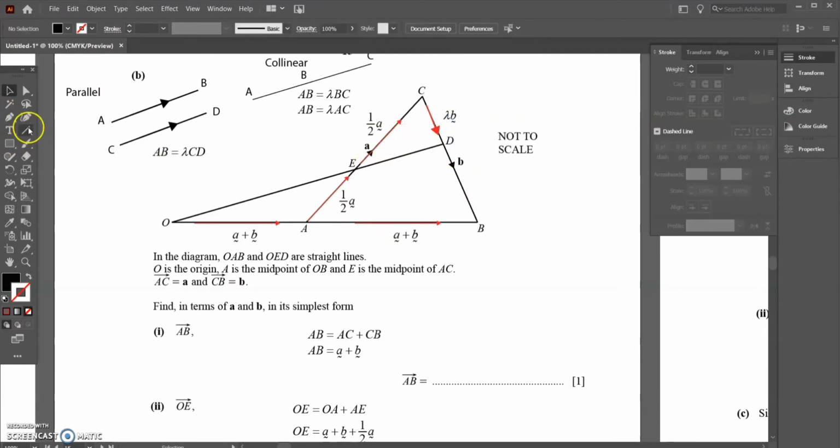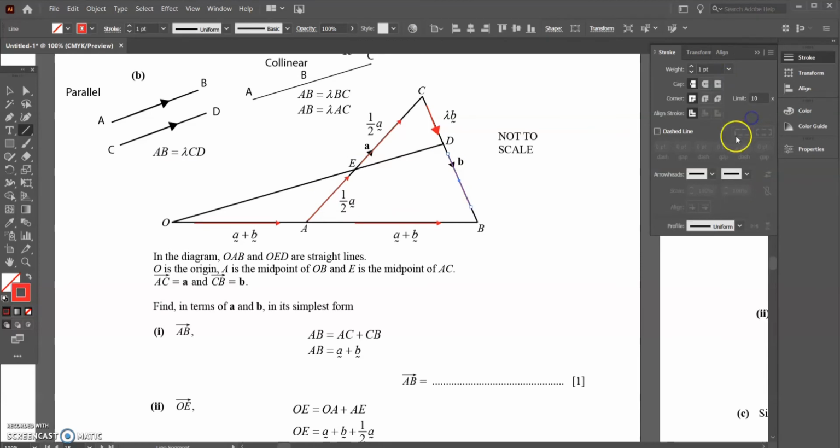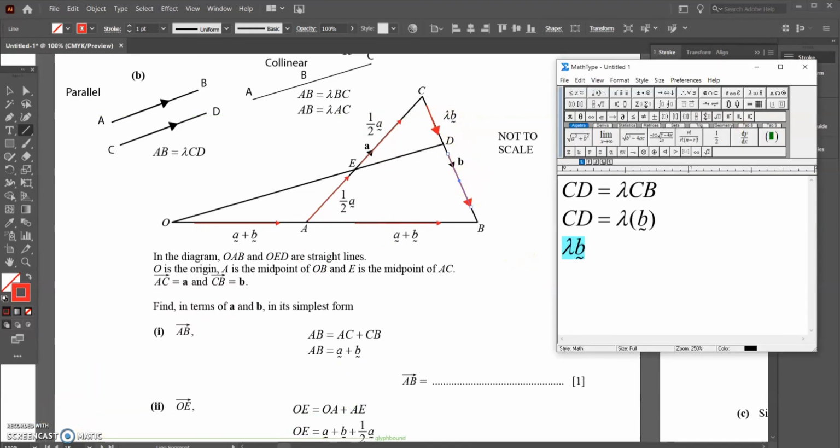And that makes this part here, if this is lambda B, this other part will be 1 minus lambda. Why 1 minus? Because the total is 1, and this is already lambda. So here will be 1 minus lambda B. So 1 minus lambda B, and lambda B. It is like that.